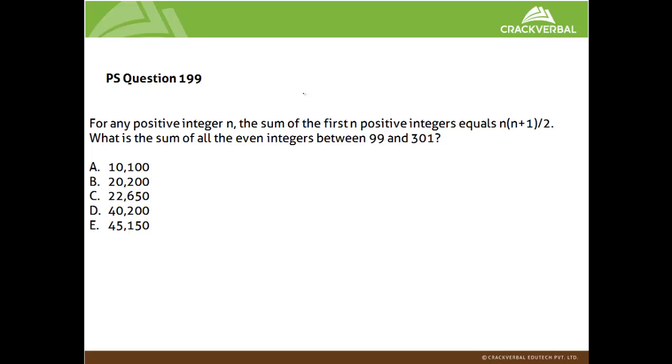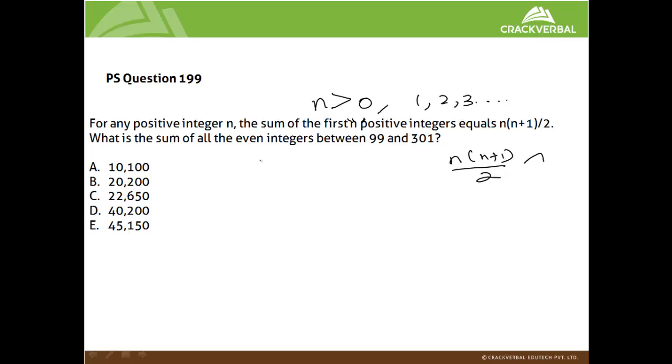If you look at this question, the question says for any positive integer n. So positive integer means n has to be greater than 0, that is n is 1, 2, 3, right? They are integers. The sum of the first n positive integers is equal to n into n plus 1 by 2. Okay, so they have given us an expression, a formula kind of.